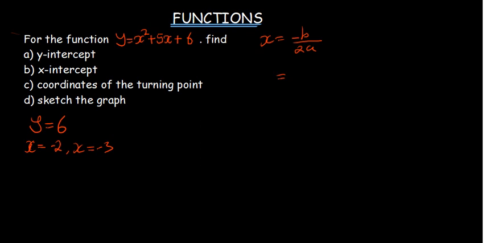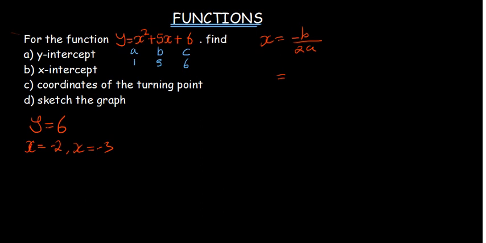Now when you look at this function that we have, the coefficient in front of x squared is our a. The coefficient in front of x is our b. Then this is our c. So we can say our a is 1. They didn't have to put it there, but we know there is a 1 there. Then our b is 5, and our c is 6.